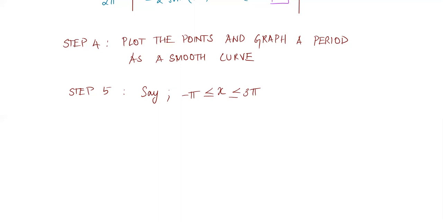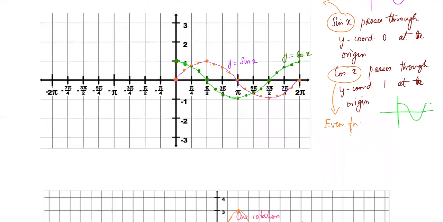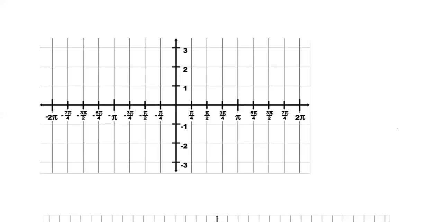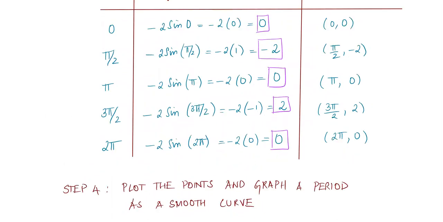To this problem, I need a fresh page, so let me get that. Okay, my page is fresh. Now let's go ahead and begin graphing. So the coordinates, I'm looking at these coordinates here: 0, 0, pi over 2, -2, pi comma 0, 3 pi over 2, 2. That's what I'm trying to graph here.